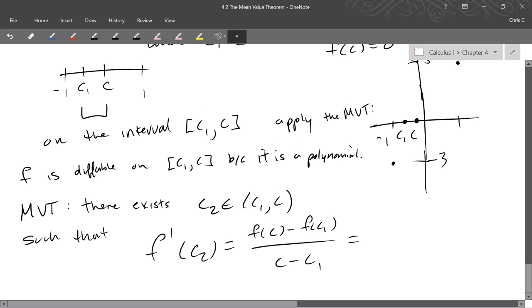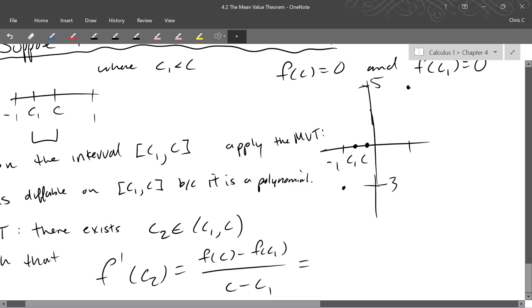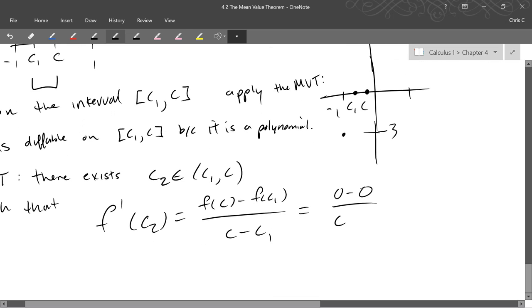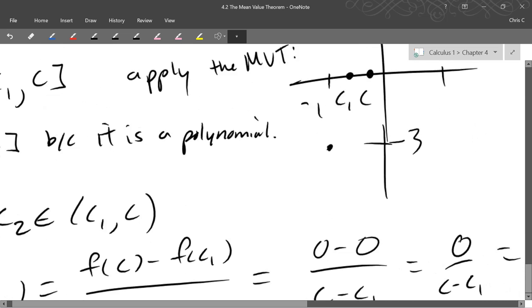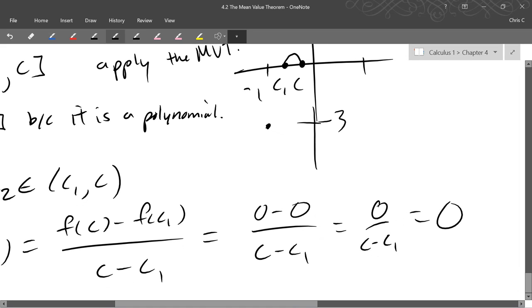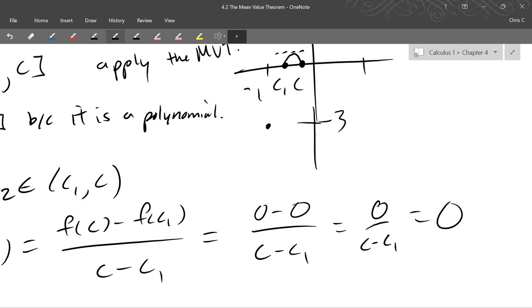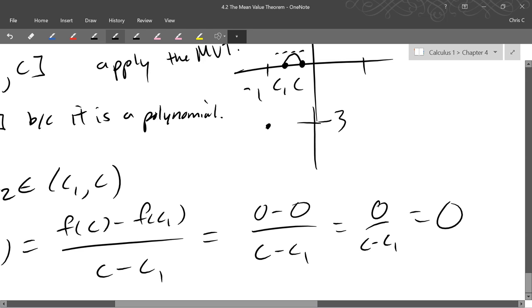But we said f(c) and f(c1) are both 0. So we can plug in those two values, which is 0 over whatever c minus c1 is, which is 0. All right, so there's a point with a derivative equal to 0. That was the intuition we got from the graph. Going back to the graph, in between these two points, you could go up and back down, or you can go down and then back up. Either way, you're going to have a point with a horizontal slope. So that's the mean value theorem giving us that result, not just pointing to the graph and saying there better be a point with a flat slope.